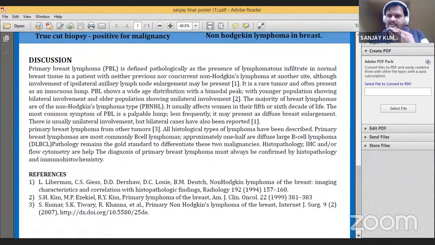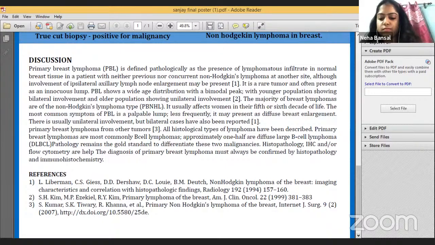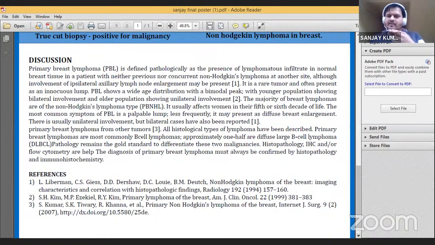There was lymphadenopathy, peripheral lymphadenopathy was there, ma'am. Actually, ma'am, FNAC was also not done properly, ma'am. After the true-cut biopsy, it was showing positivity for malignancy. In the true-cut biopsy, it was not sure whether it is IDC or something else. Then after MRM, it was proved that it is a non-Hodgkin lymphoma. So it should be done before MRM. That is what I feel.